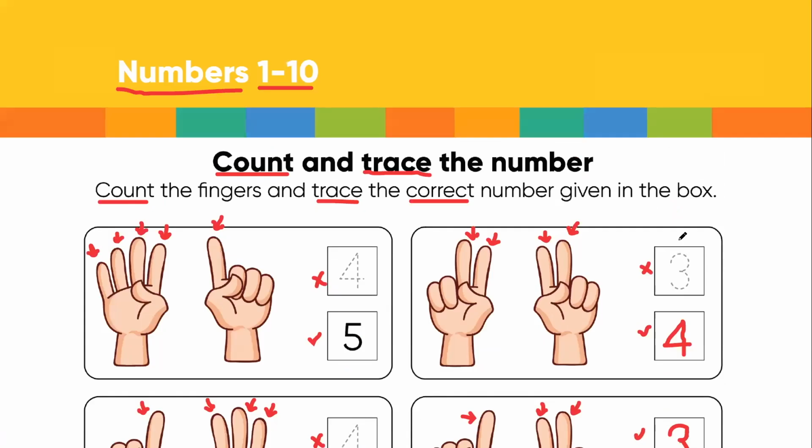Congratulations, kiddos. We are done with our today's task. So first of all, you have to count how many fingers are opened by these two hands. After counting, you have to see which is the correct number, and then you have to trace that correct number. I hope that makes sense to you, kiddos.